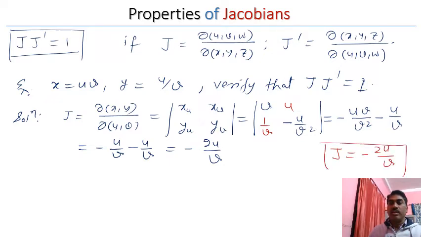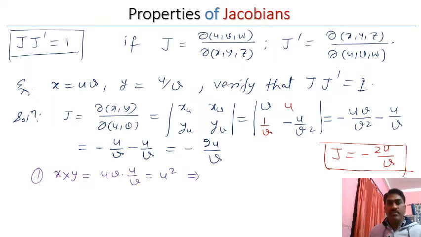This is our J. Now by the theorem, JJ dash is equal to 1, but we have to verify it. So how should we verify it? For this we need to write u and v as functions of x and y. So let us do this. Consider x into y. So what is this? This is uv into u by v, means u square, and this gives u is equal to square root of xy. I am dropping the plus minus sign. You can consider minus also.